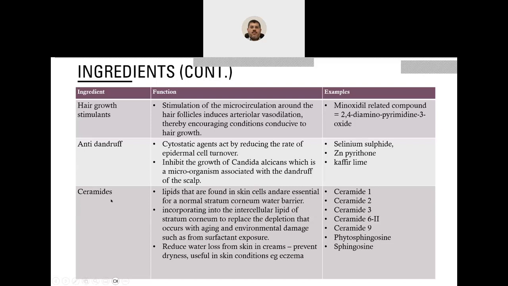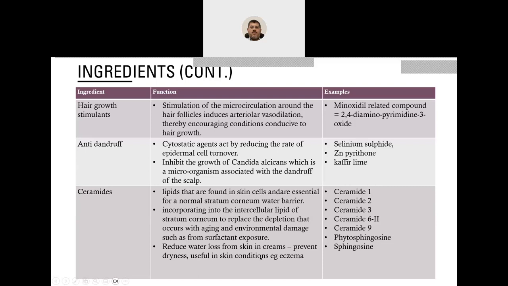The last ingredients we mentioned that are available in cosmeceuticals are ceramides. Ceramides are lipids that are naturally available in the skin. They are found in skin cells and are essential for the normal stratum corneum water barrier. They are incorporated into the intercellular lipid of the stratum corneum to replace the depletion that occurs with aging and environmental damage, such as from surfactant exposure. So by this mechanism, they exert their effect on the skin. What's the effect? They reduce water loss from skin in creams, prevent dryness, and are useful in skin conditions like eczema.